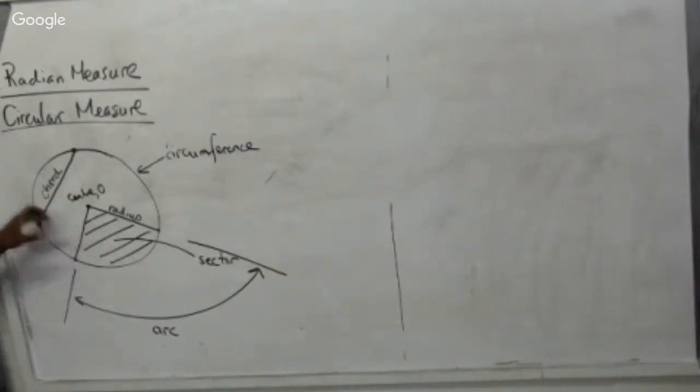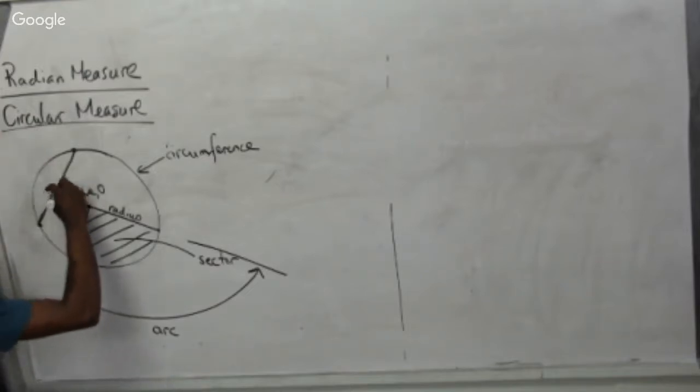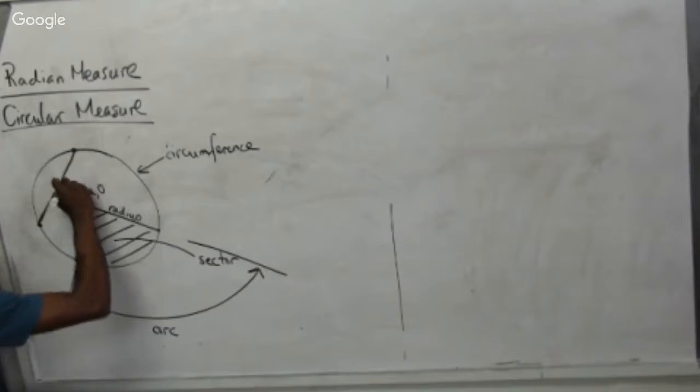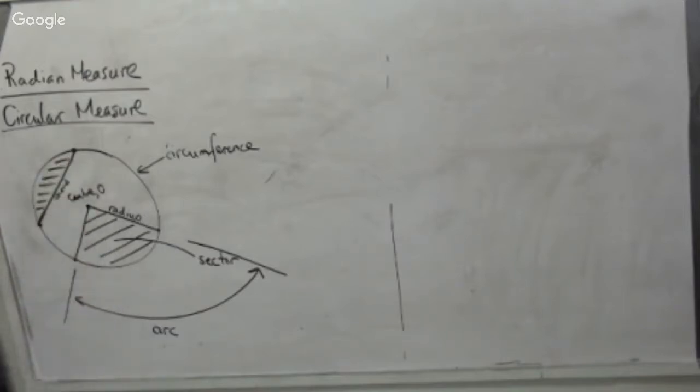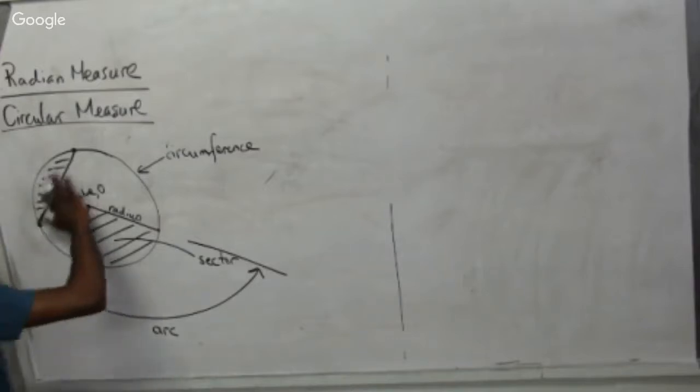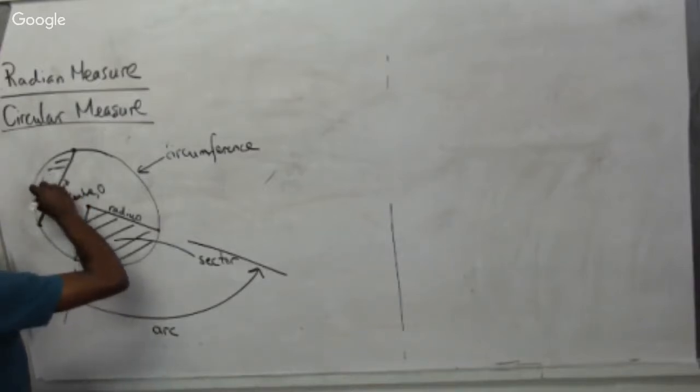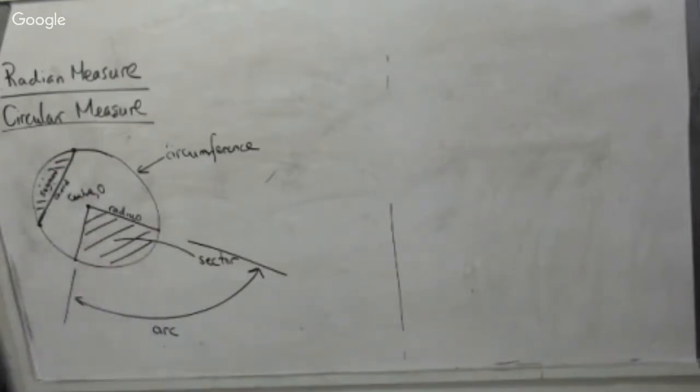We will have a what? What is this? So this is a chord. But what is inside? Segment. We have a minor segment and a major segment. So, that makes sense?